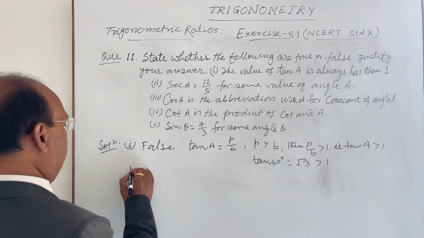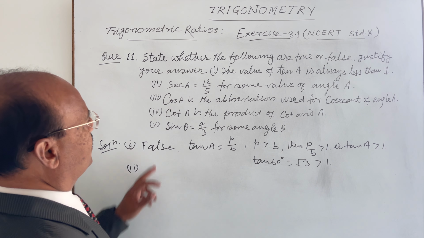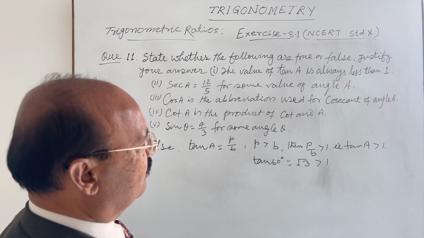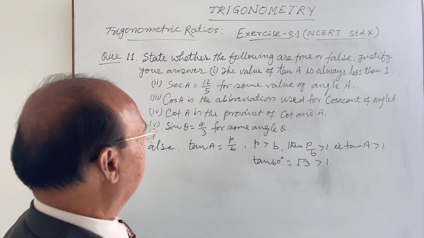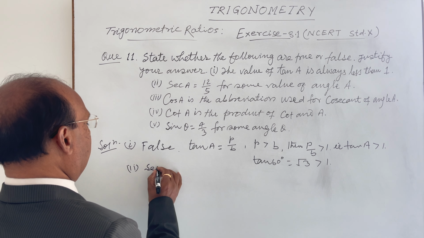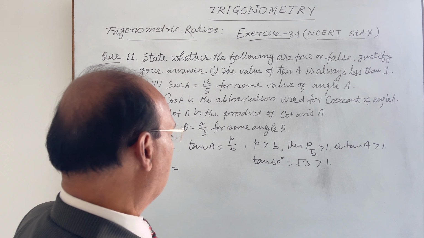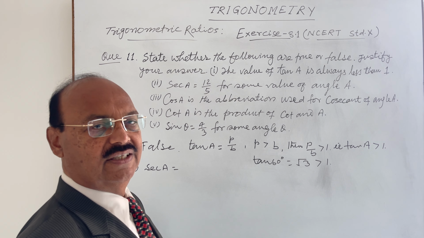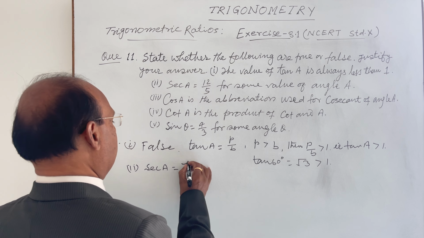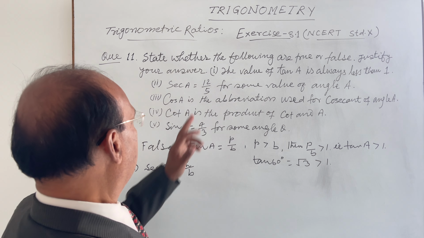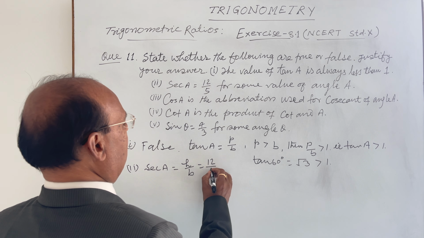Now let us see the second statement. Sec A is 12 by 5 for some value of angle A. We know sec A is defined as the reciprocal of cos. Cos is B by H, so this is H by B. And here it is given that this is 12 by 5.